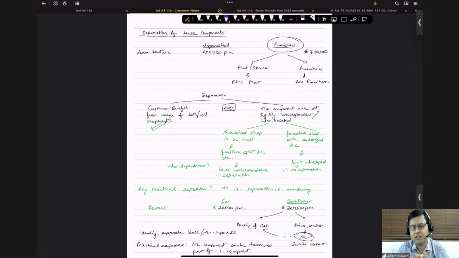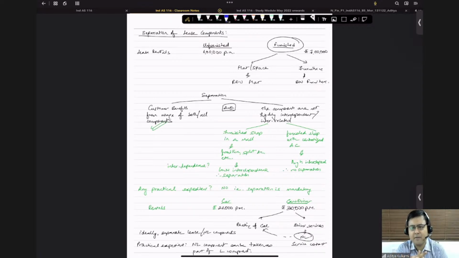Contrasting it with an unfurnished flat, clearly the furnished flat will be priced higher because you are getting the furniture, etc. So now the question is, should I separate the furnished component between the furniture and fixtures as well as the space? The standard gives guidance by saying that if the customer benefits from usage of both the components and the components are not highly interdependent, then at that point of time you will have to perform the separation. There is no practical expedient to this. You cannot avoid this separation.